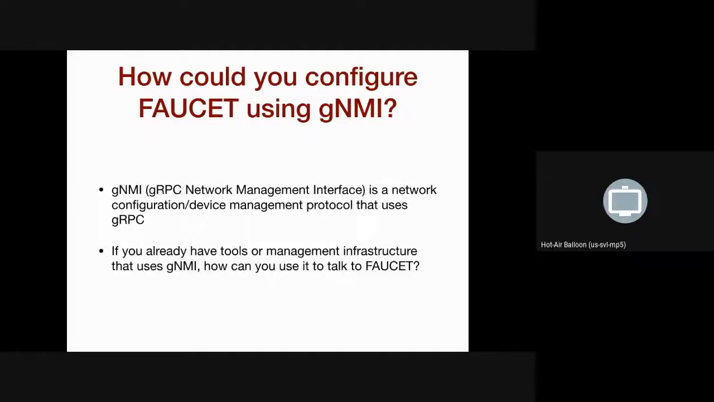So the question that motivates this is how could you configure Faucet using gNMI? gNMI is, as you all know, gRPC Network Management Interface. It's a network configuration and device management protocol that uses gRPC. And if you happen to already have tools or management infrastructure that uses gNMI, such as gNXI tools or ONOS config that has a gNMI southbound, the question is how could you use that to talk to Faucet and to assimilate a Faucet controller and network into your gNMI collective?